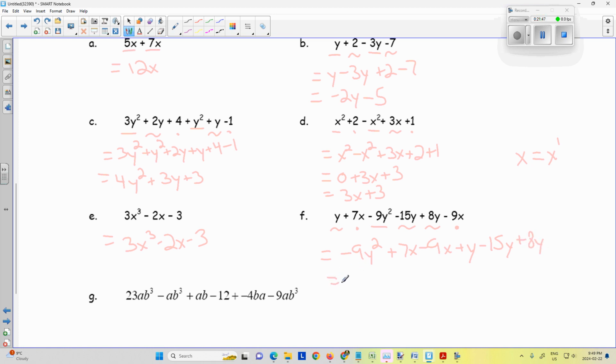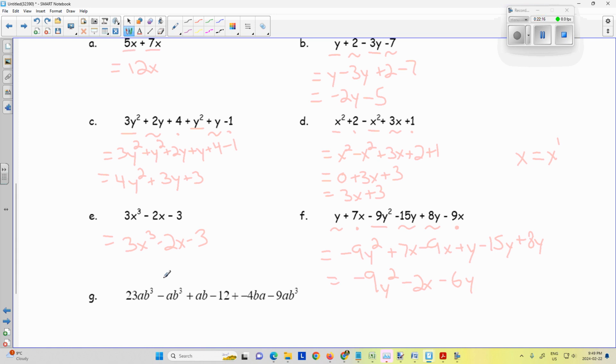Let's see how I do here. So I've got minus 9 y squared minus 2x, so 7x minus 9x is minus 2x. And here I've got a plus 1, so y minus 15y, that would be minus 14y plus 8. Negative 14 plus 8 would be a negative 6y. And there's my answer for that one.